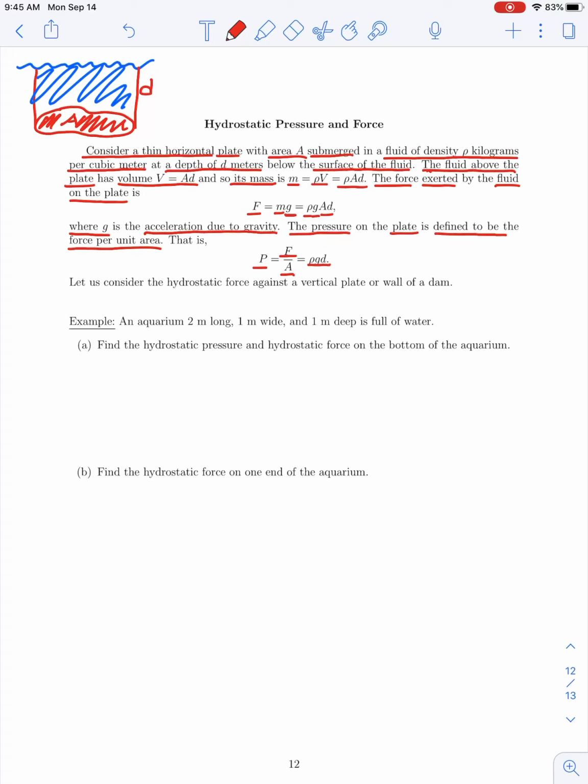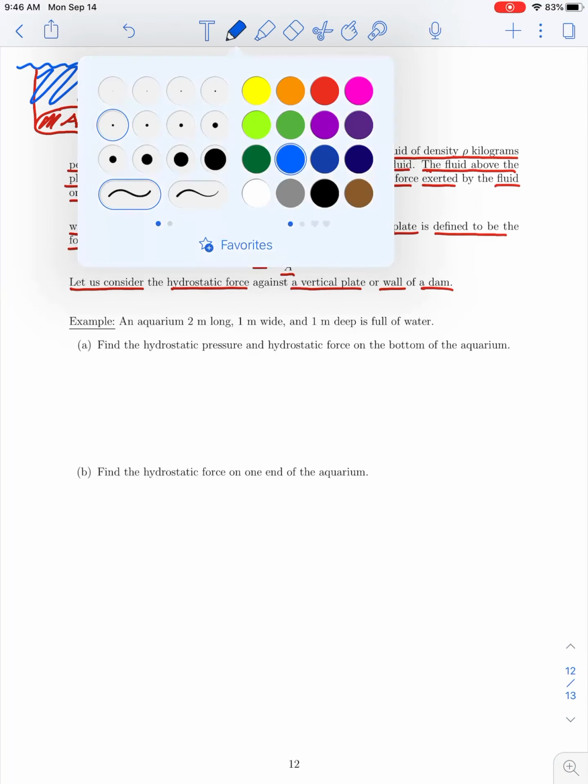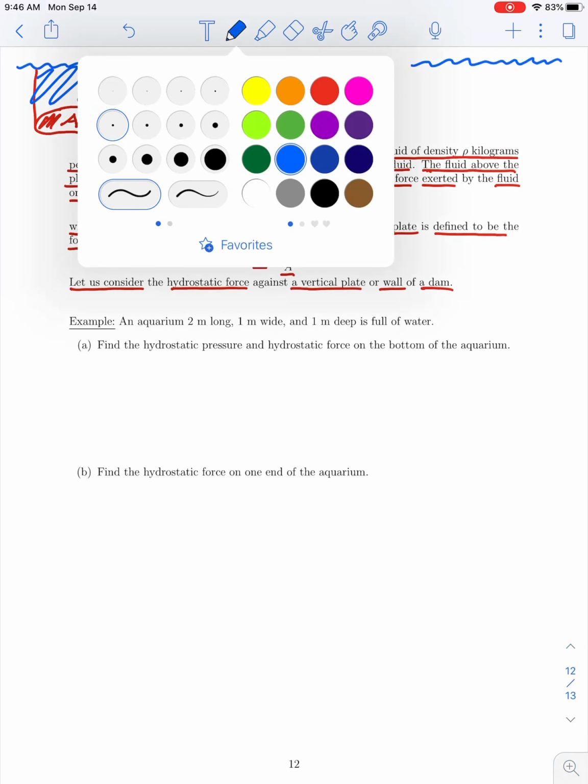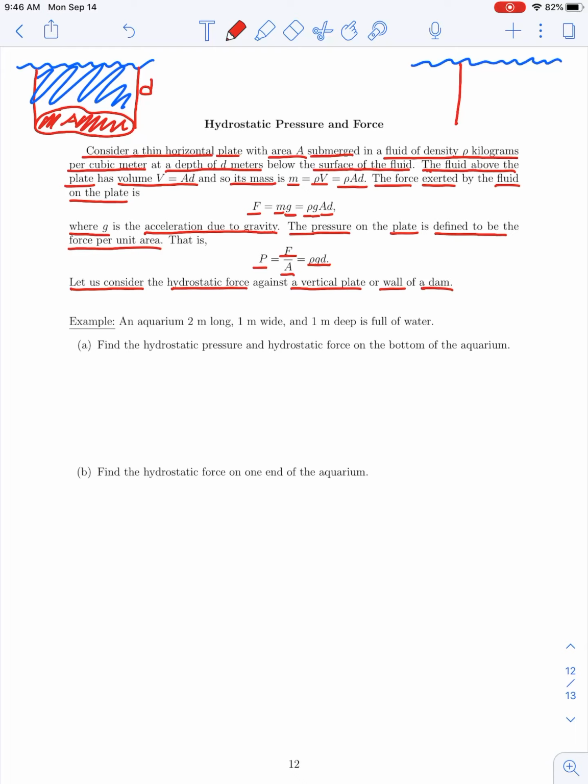But a problem that's a little trickier, which we'll be considering, is to determine the hydrostatic force against a vertical plate or some wall of a dam. So let's suppose here that we have some fluid and we have some plate, or maybe the wall of a dam, which is a vertical plate. So here, different segments of our plate are at different depths, d, below the surface of this fluid.